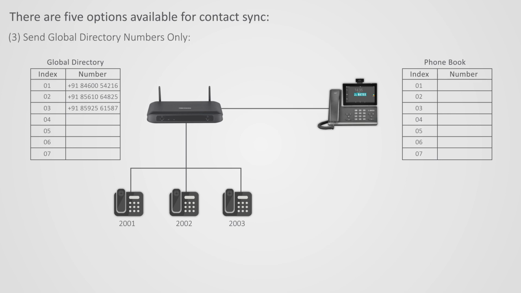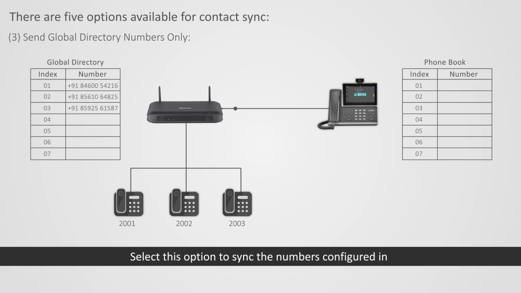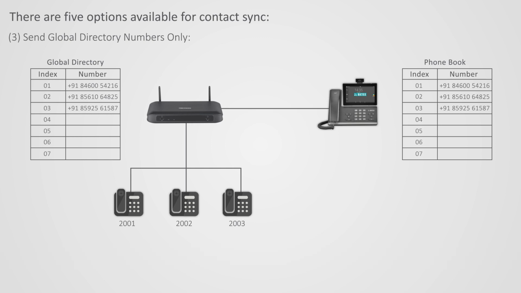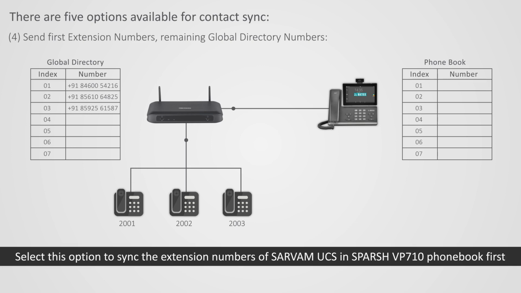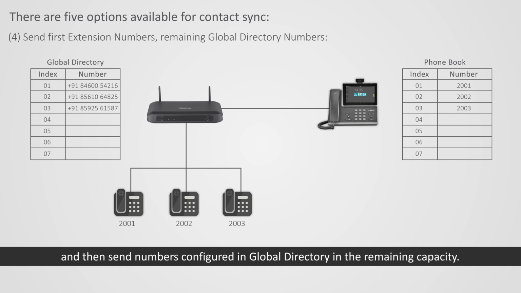Send global directory numbers only. Select this option, to sync the numbers configured in global directory of SARVAM UCS in the phone book of SPARSH VP710. Send first extension numbers, remaining global directory numbers. Select this option, to sync the extension numbers of SARVAM UCS and SPARSH VP710 phone book first, and then send numbers configured in global directory in the remaining capacity.